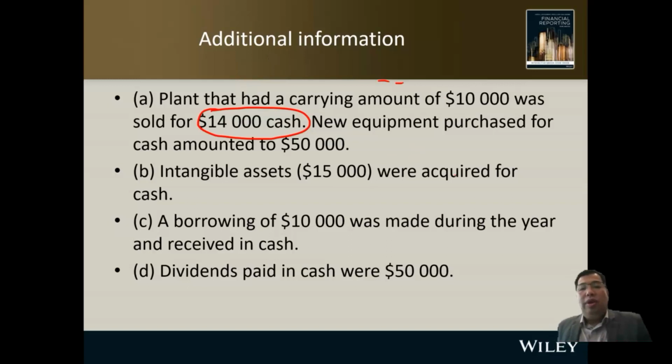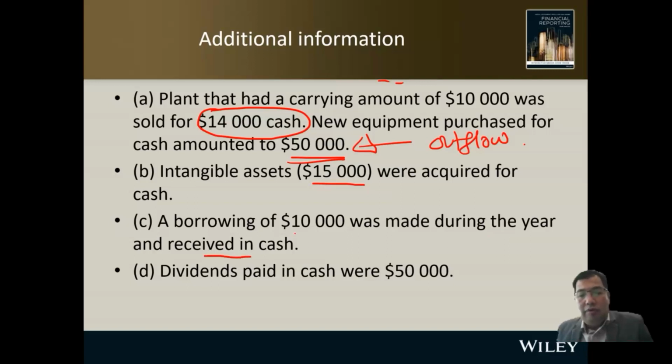And then new equipment purchased for cash amount of 50,000. So you buy new asset, new equipment for 50,000. So this will be your cash outflow under investing. So intangible asset 15,000 were acquired for cash. Maybe you buy a certain brand, franchise, or whatever. Okay, that is 15,000. A borrowing of 10,000 was made during the year and received in cash.